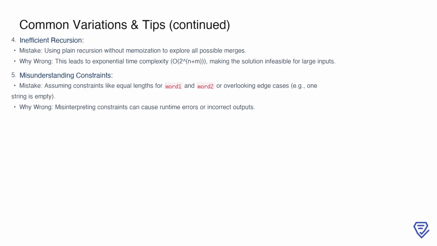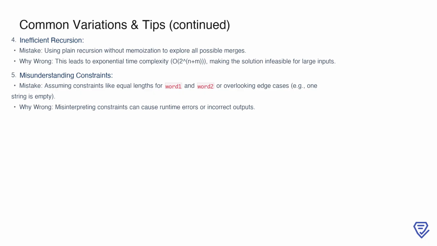Another pitfall is using plain recursion without memoization. While recursion may seem straightforward, it can lead to an exponential number of function calls, especially when exploring all possible merges, resulting in a time complexity of O(2^(n+m)). This becomes impractical for large inputs. Memoization is crucial to store results of overlapping subproblems and improve efficiency.